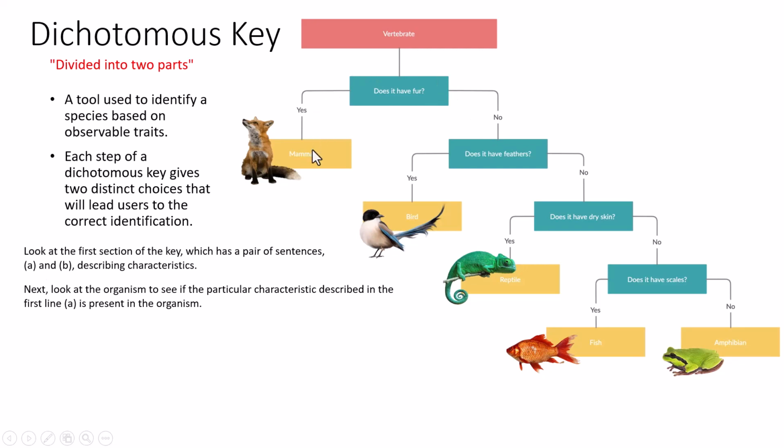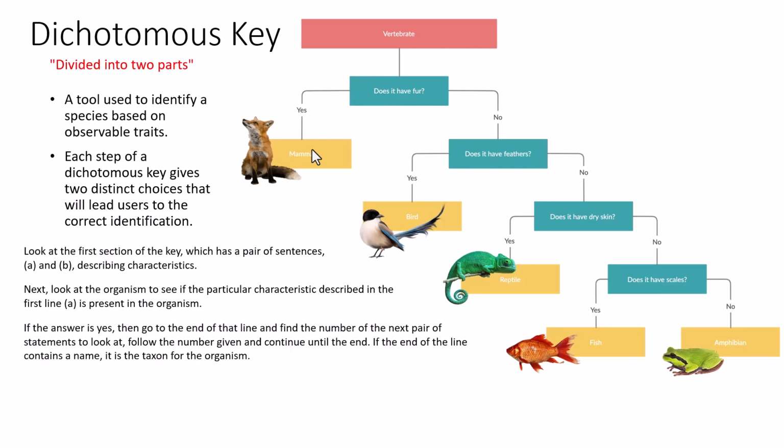If it does, it would be a mammal. We know that mammals are the only taxon that have fur. That's a distinguishing characteristic of the taxonomy group mammals. If the answer is yes, then go to the end of that line and find the number that pairs to the statement in order to determine the taxon. Follow the number given and continue until the end. If the end of the line contains a name, it is the taxon for the organism.